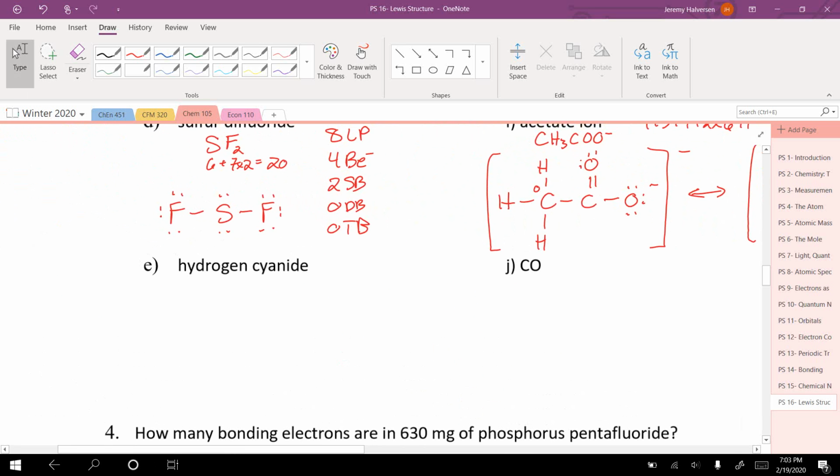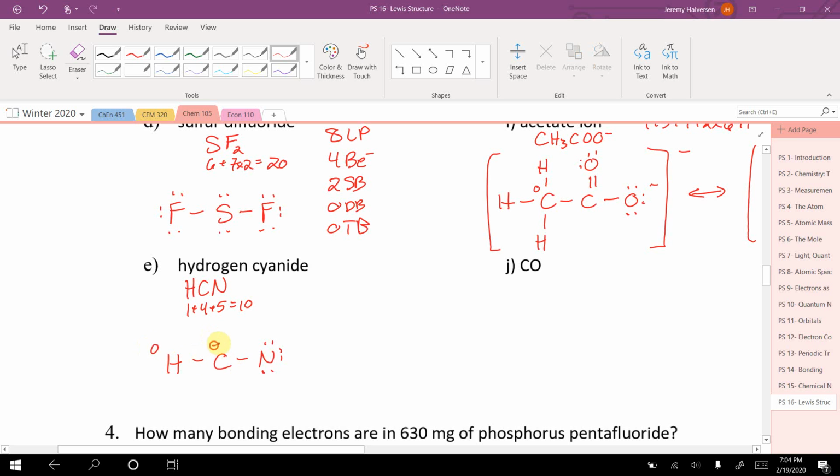Hydrogen cyanide. Hydrogen cyanide is the cyanide ion with a hydrogen on it, HCN. So 1 plus 4 plus 5 gives me 10. Least electronegative in the middle is going to be carbon, with my nitrogen and a hydrogen. 2, 4, 6, 8, 10 valence electrons. Now I do formal charge. This is 0.